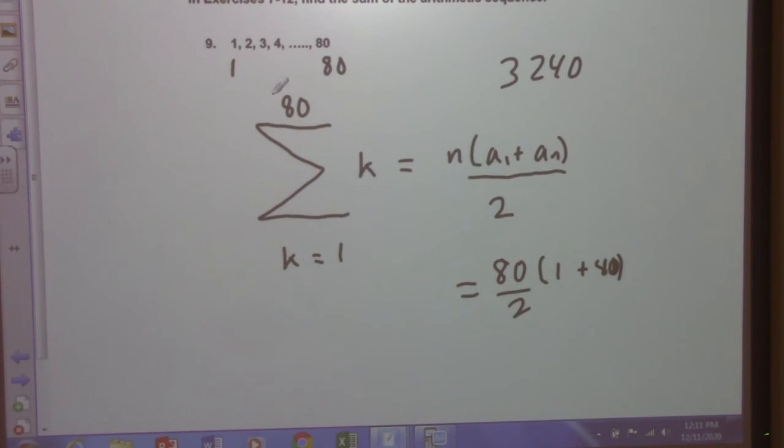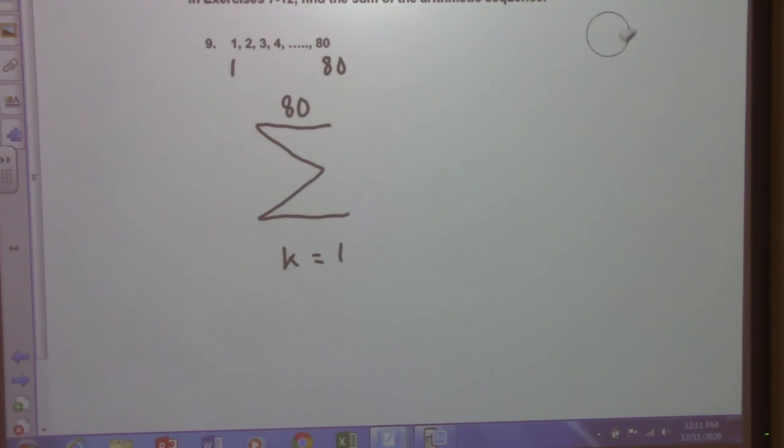Doesn't that beat just adding up one of these at a time every time? Isn't that a better way to do it? That's like young Friedrich Gauss that we talked about yesterday in class. You got a different answer? No, I got 3240. 3240, okay.